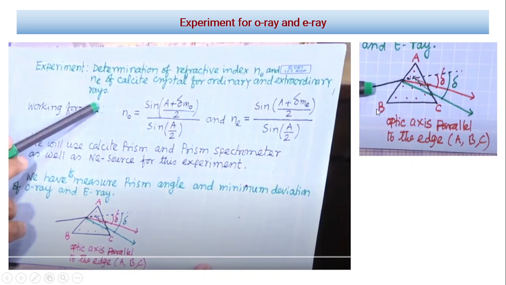Now, recalling that when we were using a glass prism and we wanted to find out its refractive index, we were using this formula that we had derived also. For this you can watch the previous videos, I think in the third or fourth week we had discussed these things. So we were using this formula, which says that the refractive index is given by sine of (A plus delta m) by 2, over sine of A by 2. Here A is the angle of the prism.